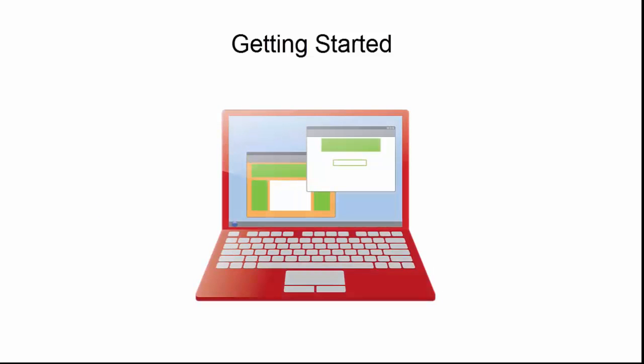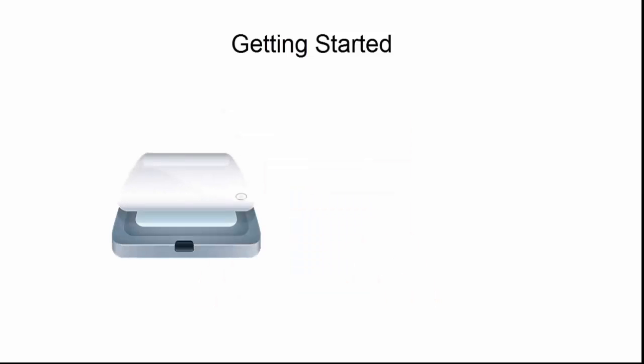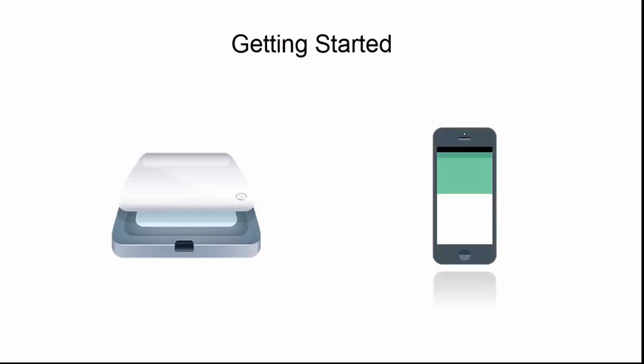You'll also need to save an electronic copy of the document to your computer. You can do that by scanning the document and saving it directly to your computer, or you can take a picture of the document with your smartphone, email that image to yourself, and then save it to your computer.